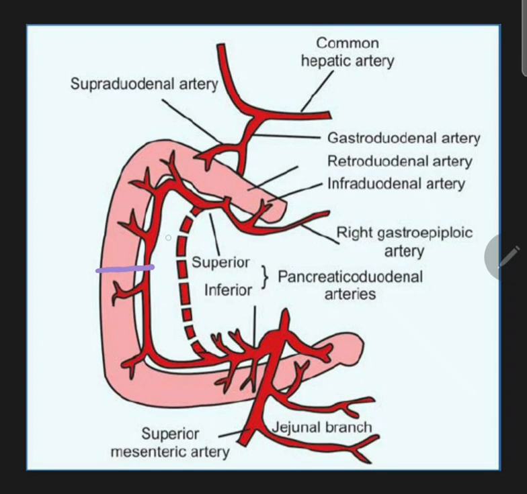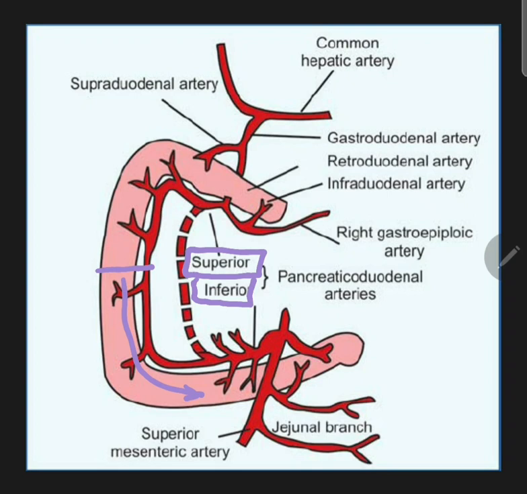Okay, and here the branch of the celiac trunk that is supplying the upper part of the foregut is the superior pancreaticoduodenal artery, a branch of the gastroduodenal artery, which is a branch of the celiac trunk. And the part inferior to the opening of the bile duct into the second part of the duodenum is obviously a derivative of the midgut, and it is supplied by a branch of the superior mesenteric artery, which is the inferior pancreaticoduodenal artery.